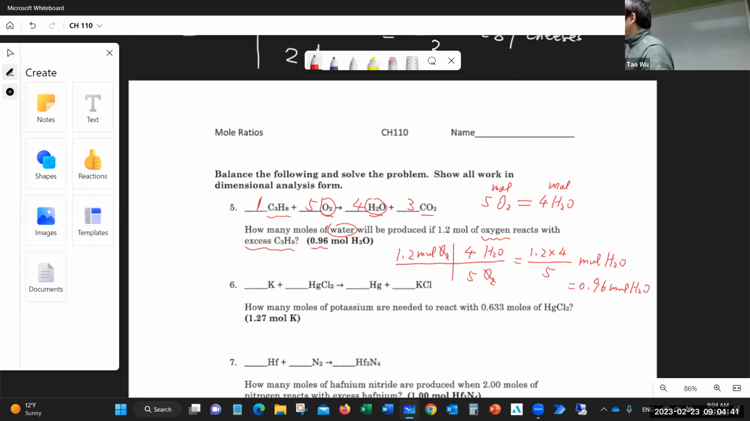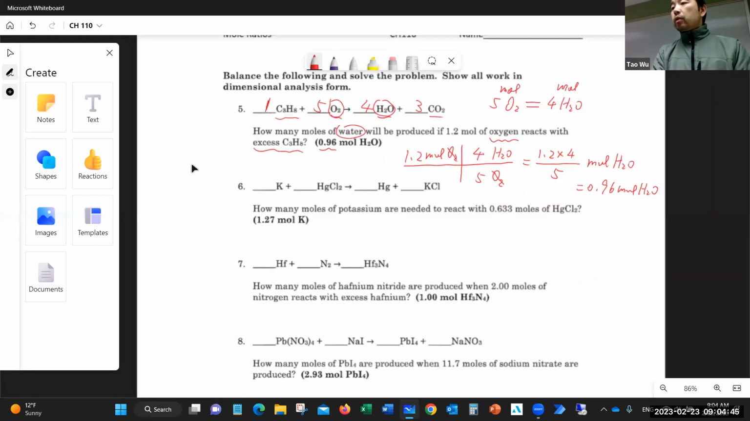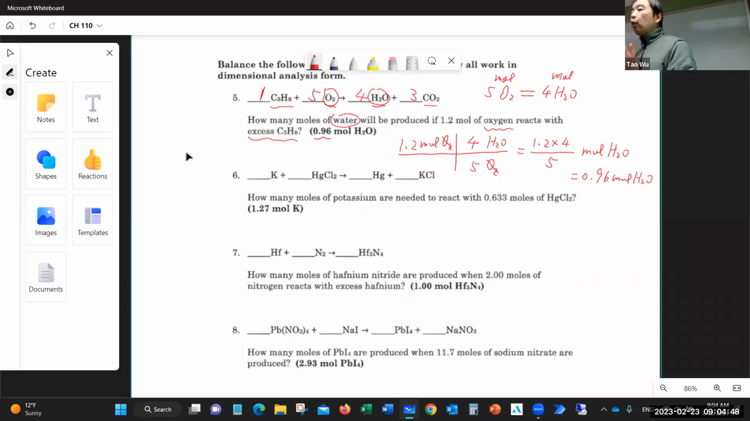Make sense, right? Pretty straightforward, right? Well, let's do one more. The equation is going to be important. You need to base it on the equation to find the coefficients. No coefficients, no calculation. No stoichiometry.